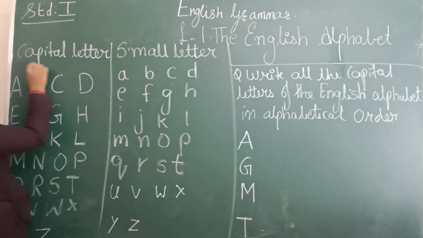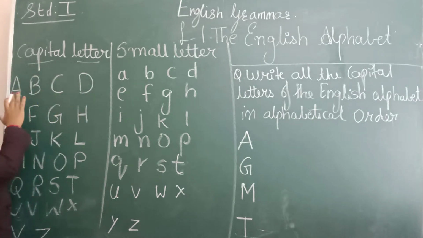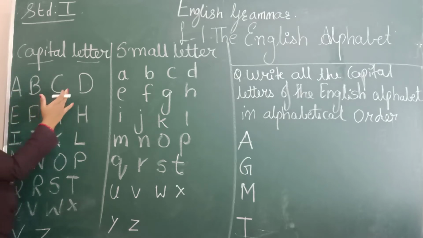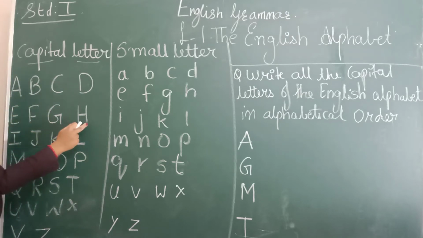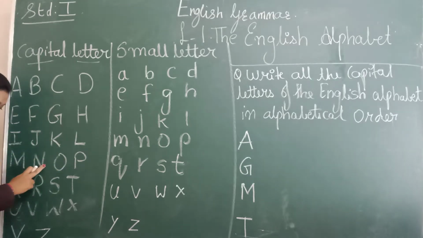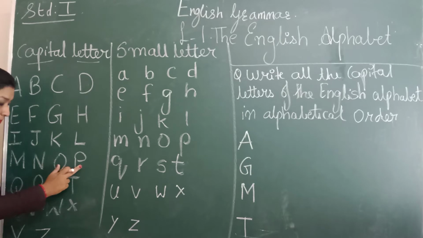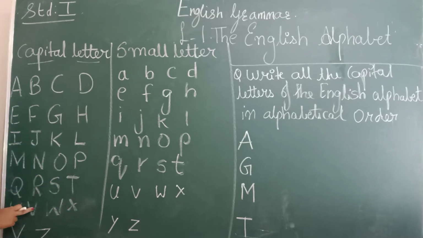Let's see. This is your capital letter, right? This is your capital letter. See, this is capital A, capital B, capital C, capital D, capital E, capital F, capital G, capital H, capital I, capital J, capital K, capital L, capital M, capital N, capital O, capital P, capital Q, capital R, capital S, capital T, capital U, capital V, capital W, capital X, capital Y and capital Z.